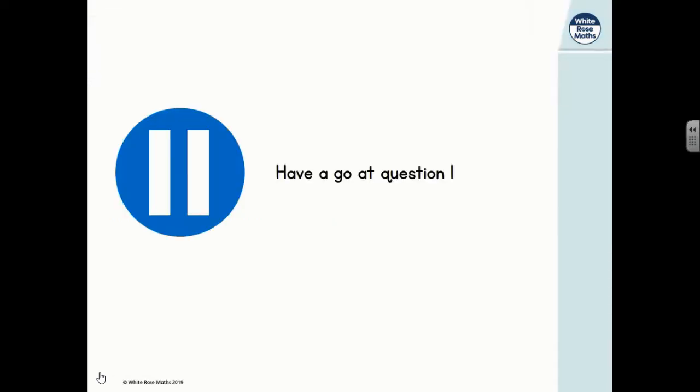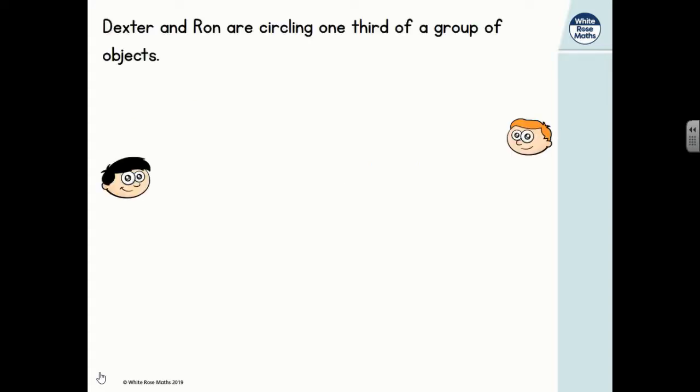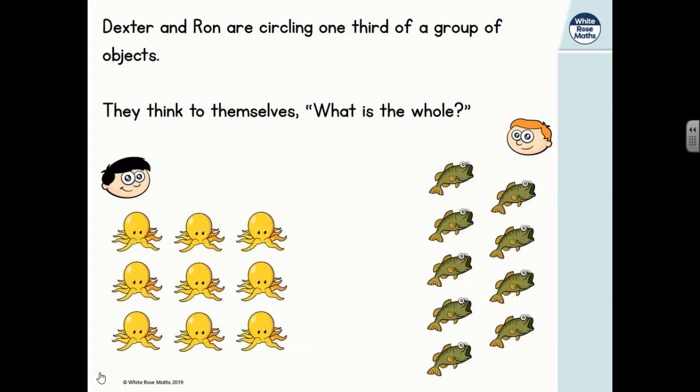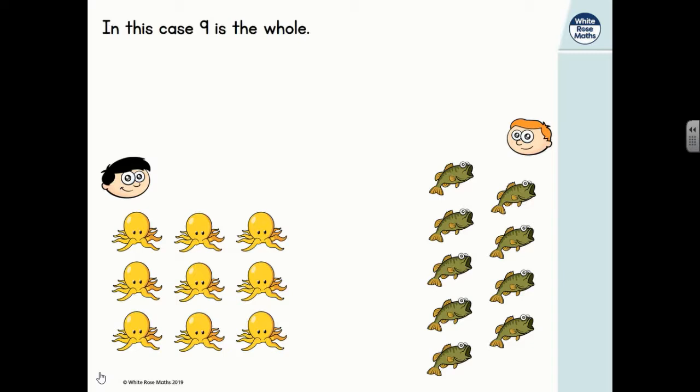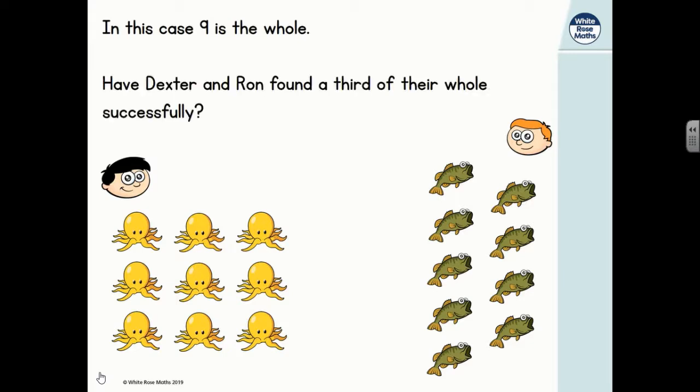Pause here and have a go at question 1. Dexter and Ron are circling 1/3 of a group of objects. They very cleverly think to themselves, what is the whole? Because that's the key piece of information, isn't it? What is the whole? Dexter has got 9 octopuses, that's his whole, and Ron has got 9 fish, that's his whole. So in this case, 9 is the whole.